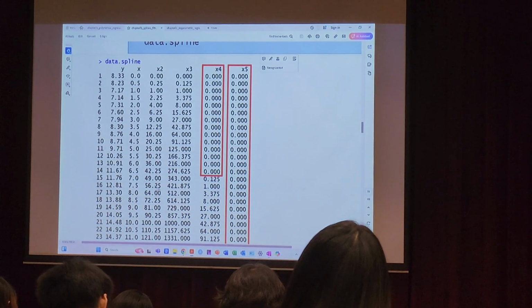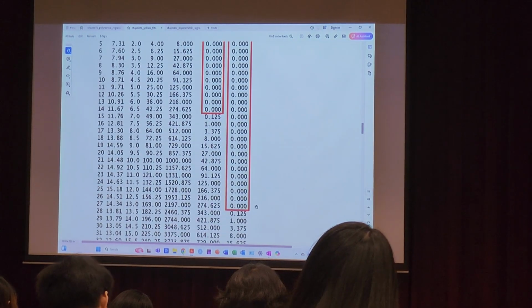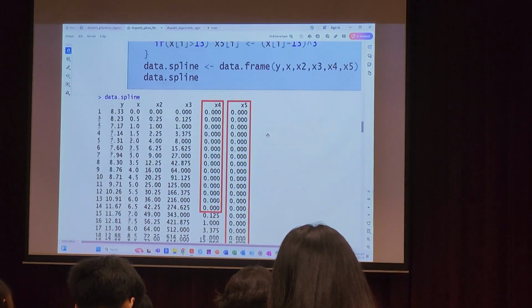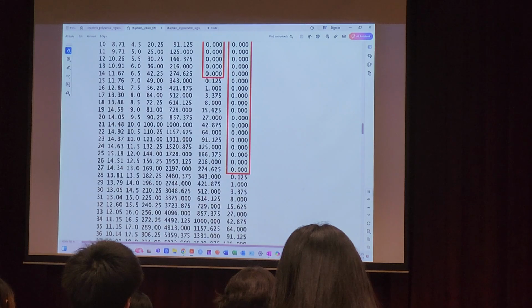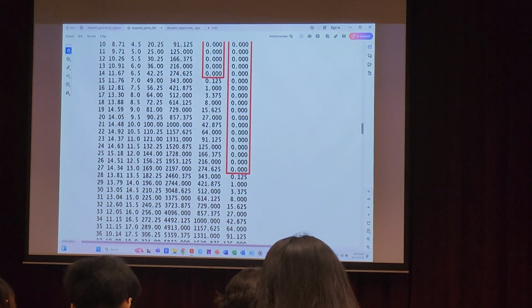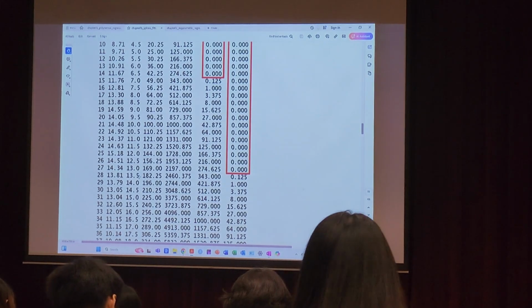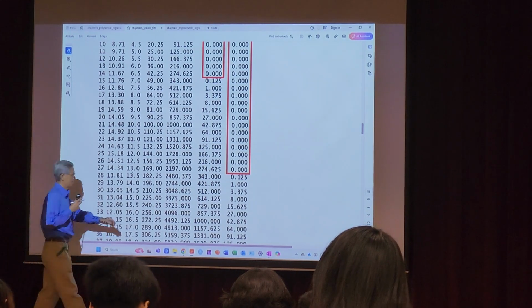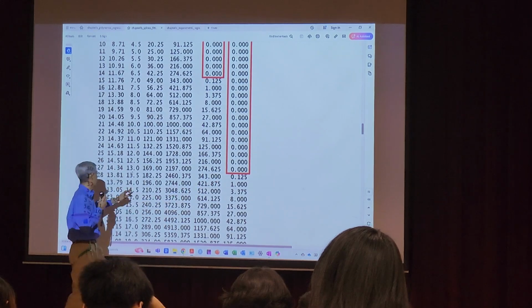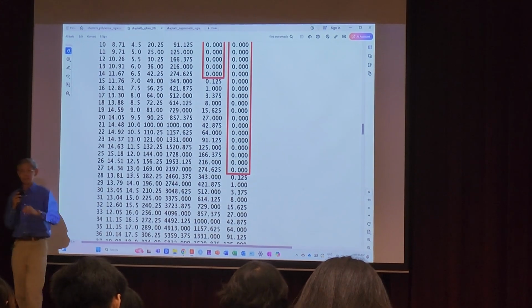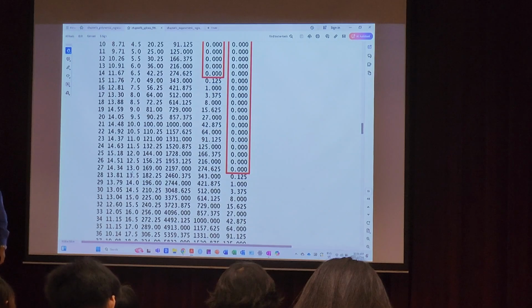until the next knot, which is 13. So the next knot is 13. So if it is less than or equal to 13, it will be 0. But when it is more than 13, it will be 13.5. So how do I get this number? This will be 13.5 minus 13 raised to the power 3. That's how I get that.